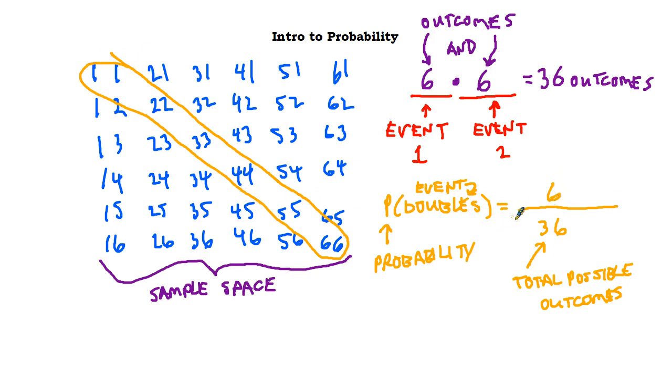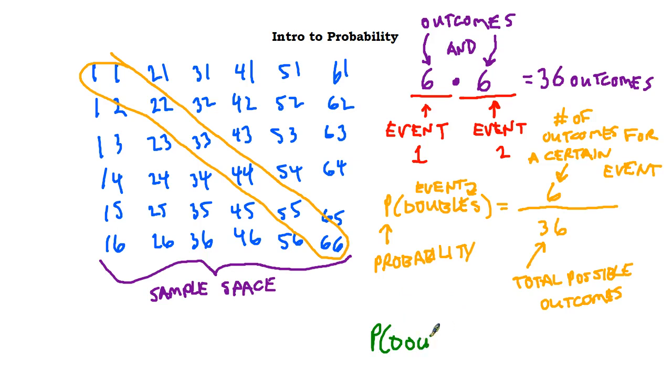So the probability of rolling doubles, by the way, this on top is the number of outcomes for a certain event. Okay, let's finish this up, and we'll write the probability of doubles, and we can reduce now.